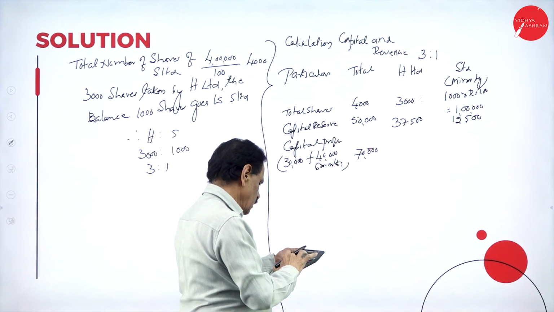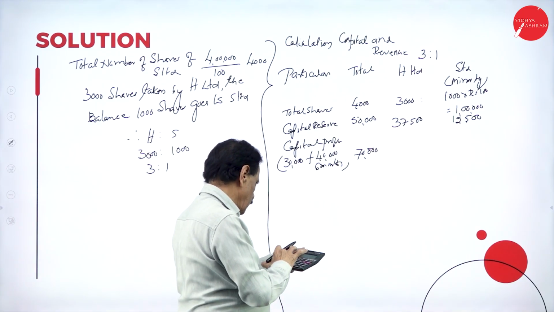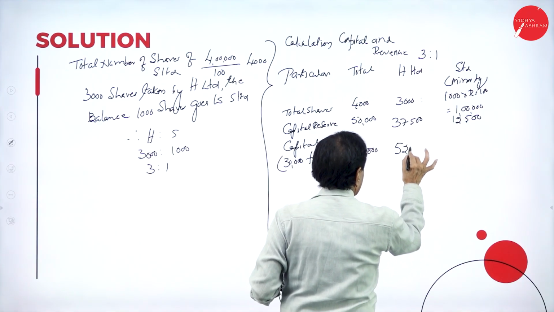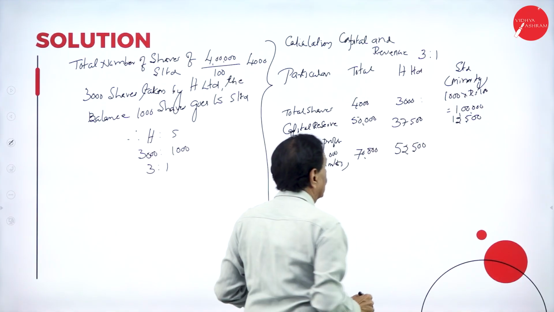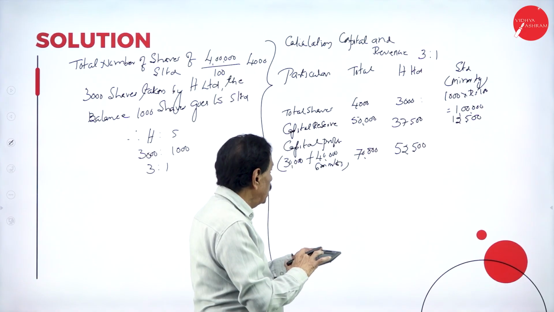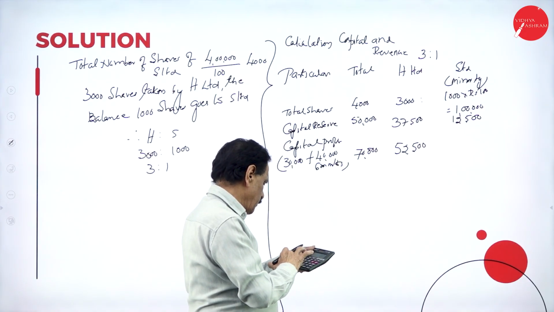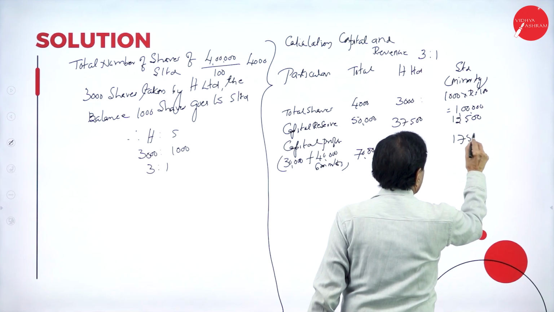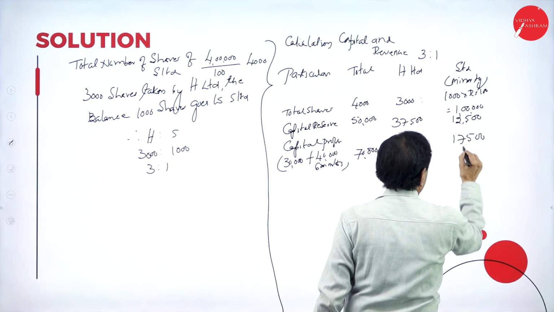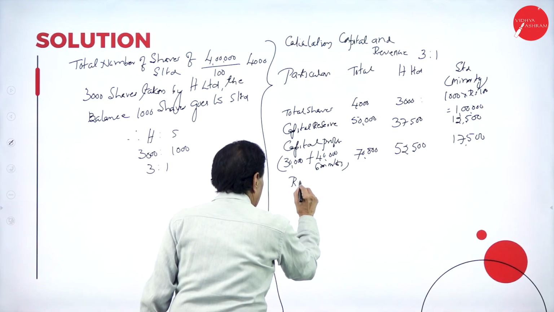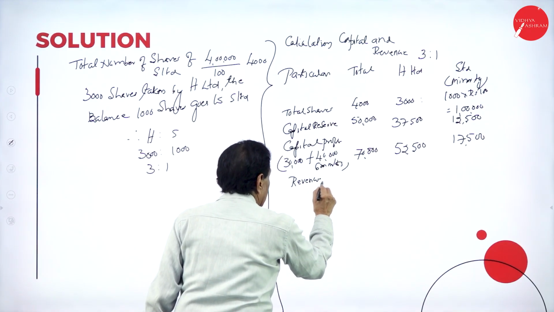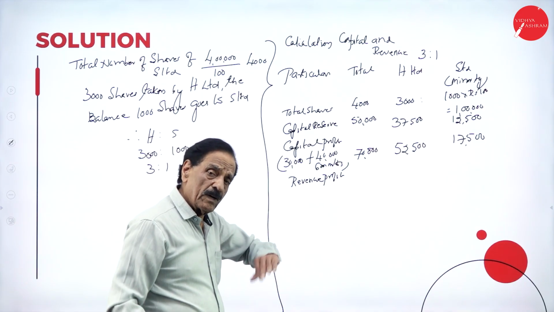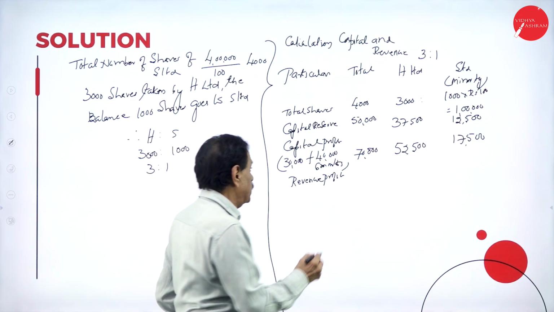70,000 into 3 divided by 4, 52,500. 70,000 into 1 divided by 4, 17,500. Remaining revenue profit, another 6 months. The remaining out of 80, 40 is the capital profit, another 40 is the revenue profit.